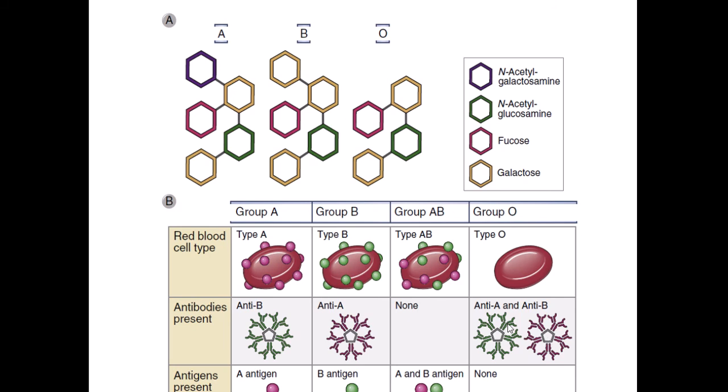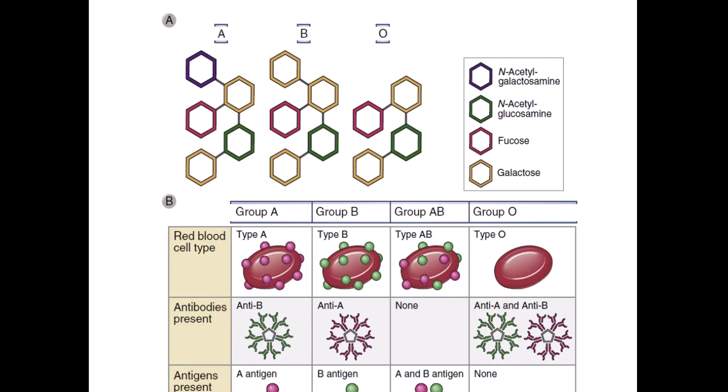And as you can see, we call those natural antibodies, the isohemagglutinins, and they are IgM antibodies, so they do not cross the placenta. This is really very, very important to know. So blood group A has anti-B, blood group B has anti-A, blood group AB doesn't have either antibody, anti-A or anti-B, and blood group O has both antibodies, anti-A and anti-B.